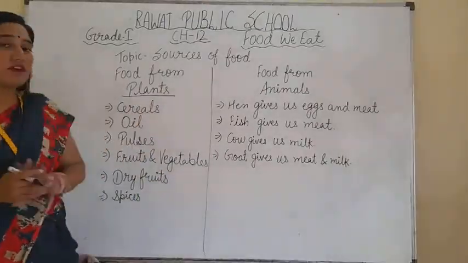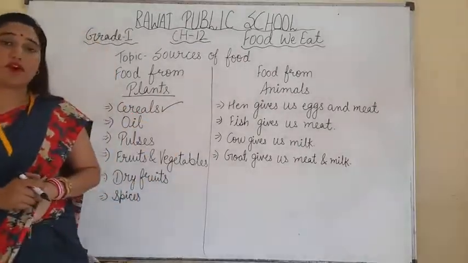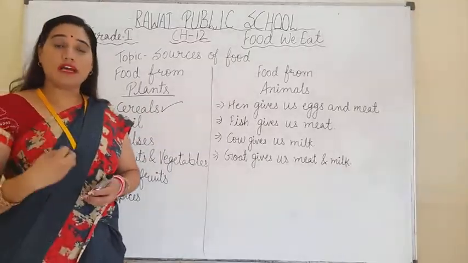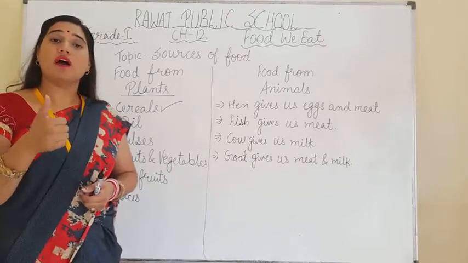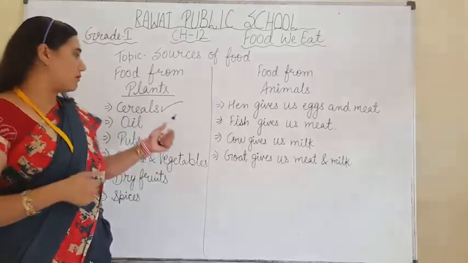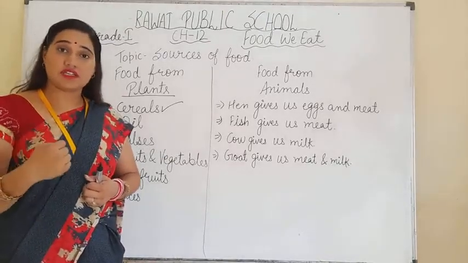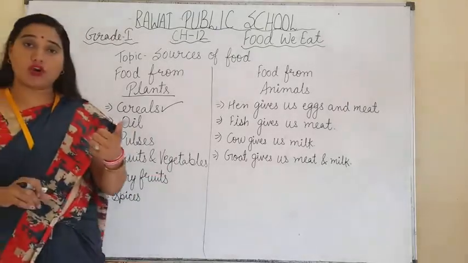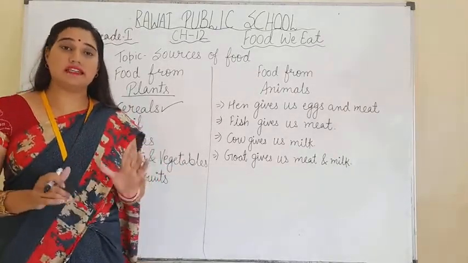Now, first of all, we talk about cereals. These cereals come from plants as well. Cereals means anaj, what we eat. We eat chapatis, and that chapati is made of wheat. Wheat is a type of cereal. We eat rice, we have rice in our lunch and dinner. That rice is also a type of cereal. Corn, maize, bajra, all these are cereals.